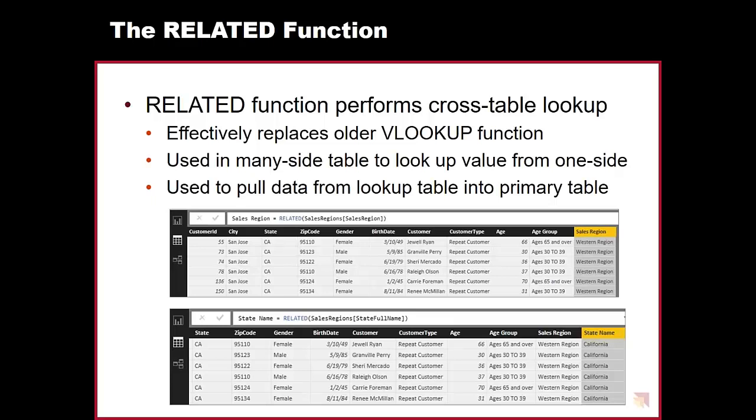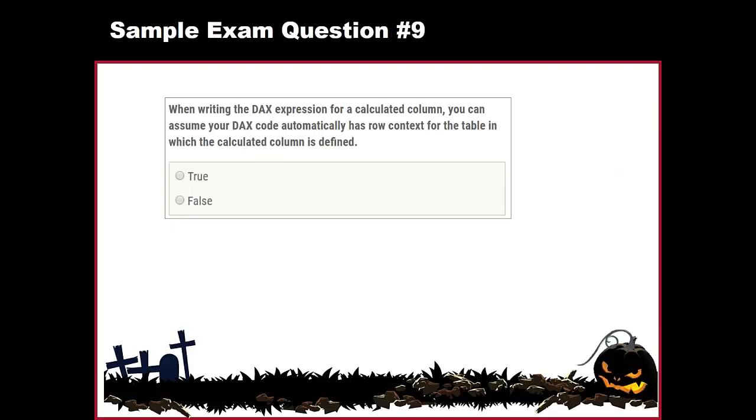So when you're on the many side, such as in our case, if we are inside of the customers table and we have a sales regions table and we have a one-to-many relationship, for every sales region there are many states, we can use the related function to easily pull one of the one-side items into the many-side table as a column using a simple calculated column. Okay, now let's get a little bit further into DAX.